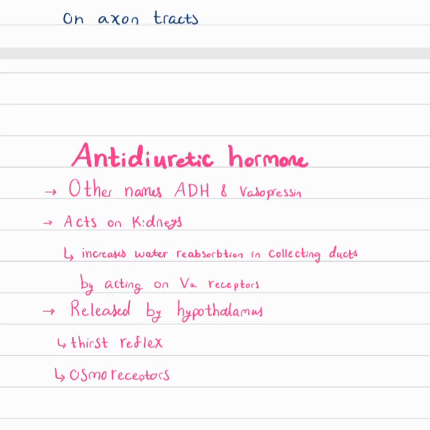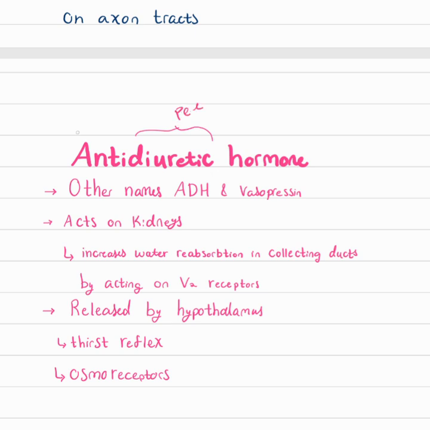Now for just what ADH does. So ADH is antidiuretic hormone. A diuretic makes you pee, and so an antidiuretic would mean you don't pee. So it's going to help you hold on to water. It can also be called vasopressin. It's called vasopressin because since it's helping you retain water, it's going to increase your blood pressure through increasing your blood volume. So ADH is going to act on the kidneys.